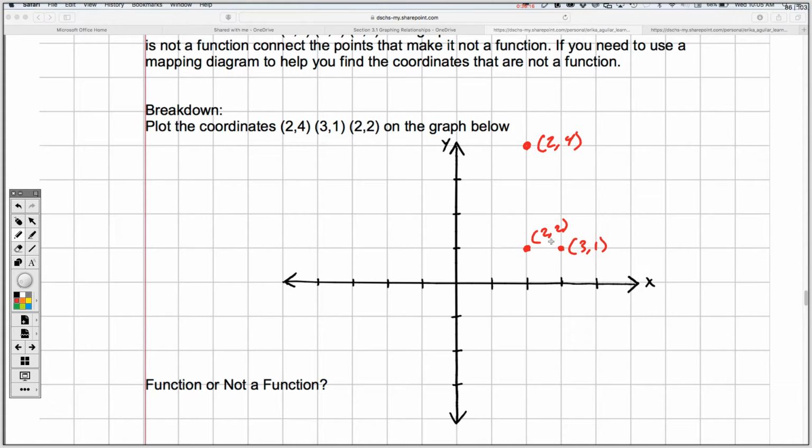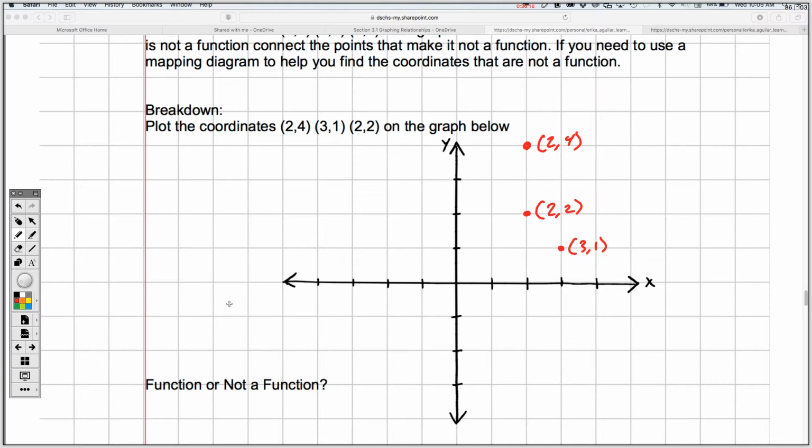What's that? That's 2, 1. What's 2, 1? Sounds harder. Oh. Thank you, sir. 2, 2. There we go. Thank you. I was like, what are you talking about? Alright, so 2, 4, 2, 2, and 3, 1.